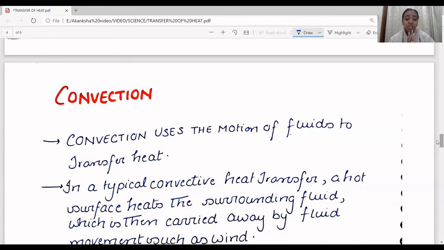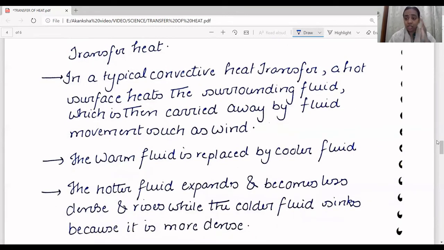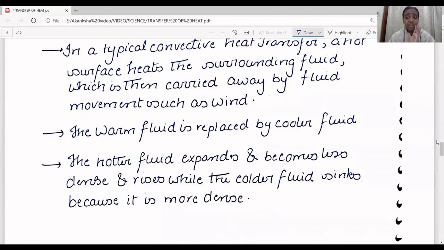So a typical convective heat transfer is when a hot surface heats the liquid around it, and the heat is then carried by the fluid movement, such as wind, right? Like wind, the circulation of heat in the liquid also follows. Always remember, the warmer liquid will get replaced by the cooler fluid. So when the heat is on the utensil, the water or milk at the lower level will first get warm, and the moment it gets warm, the liquid above will be replaced by the warm fluid.